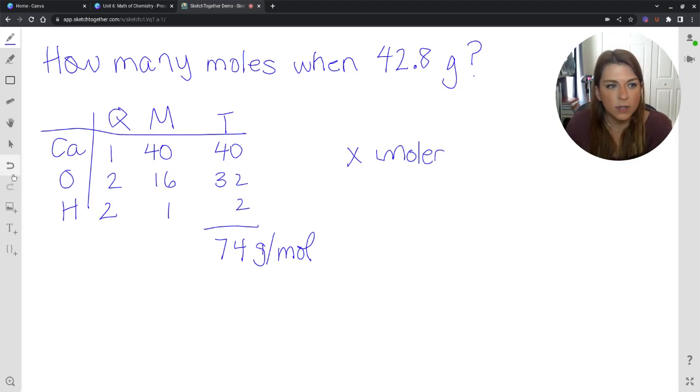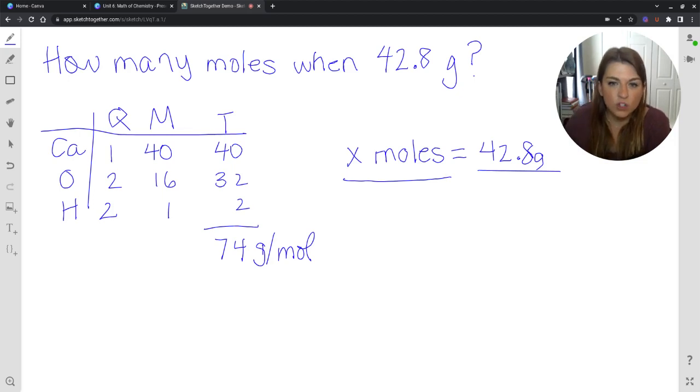Also, please excuse the handwriting. I don't know how many moles it's going to be, but I know that it'll be equal to 42.8 grams. And then I'm just going to line this up with the information that I got from the QMT chart. I'm going to line up moles and moles. I know that a molar mass is based on 1 mole, and the mass of that is going to come out to 74.